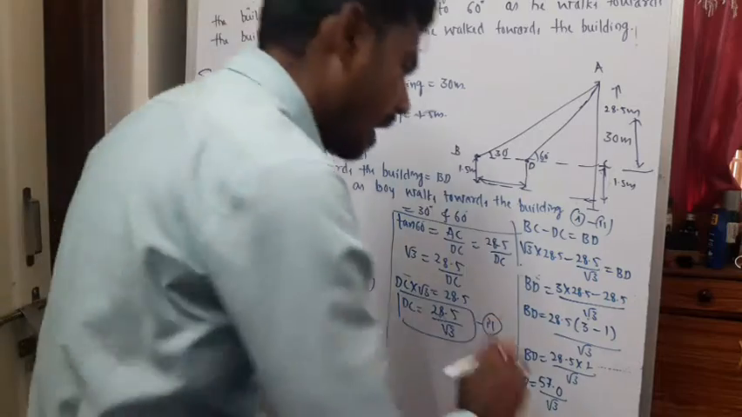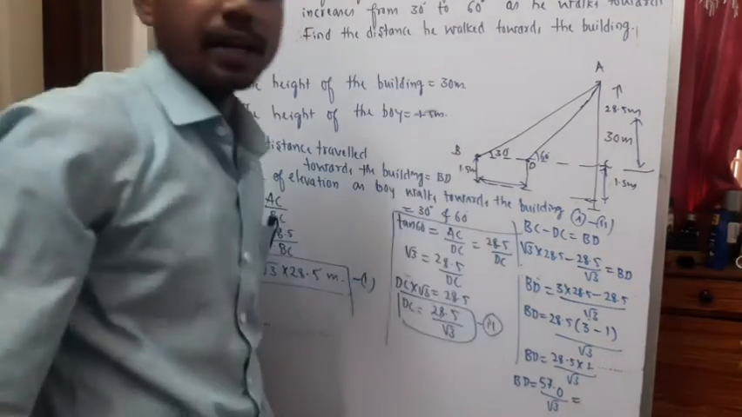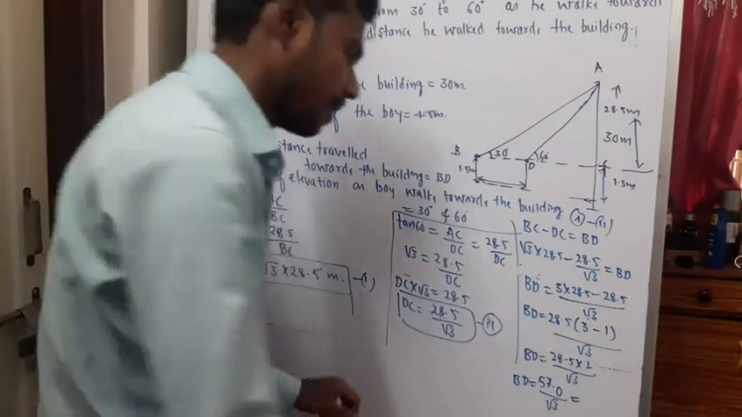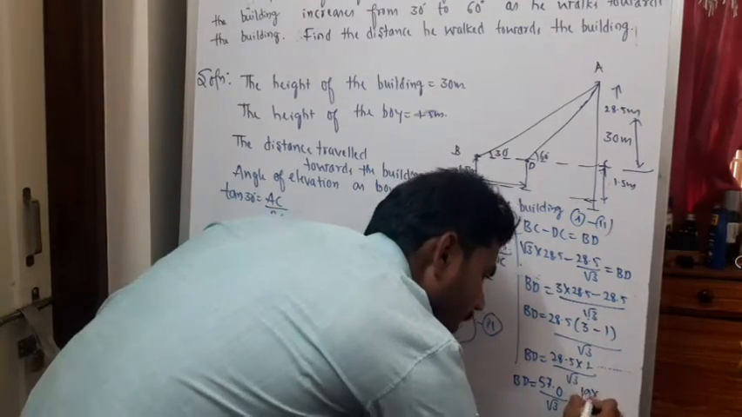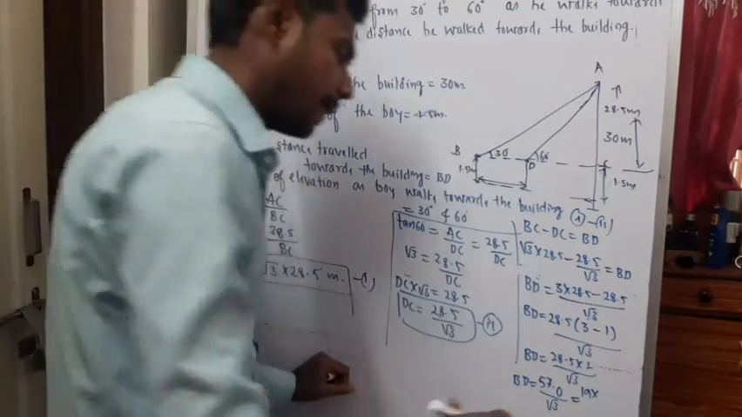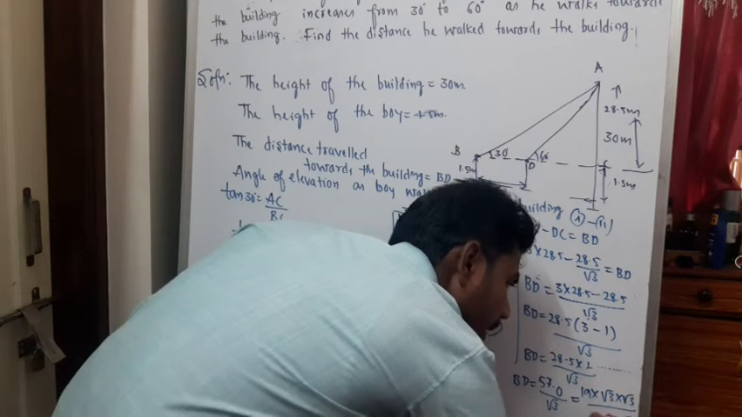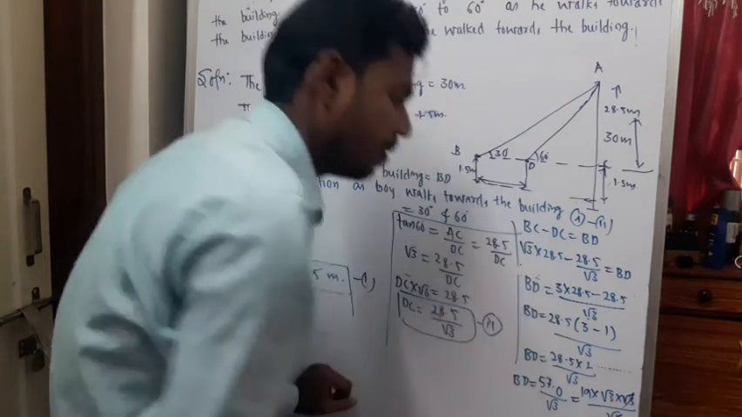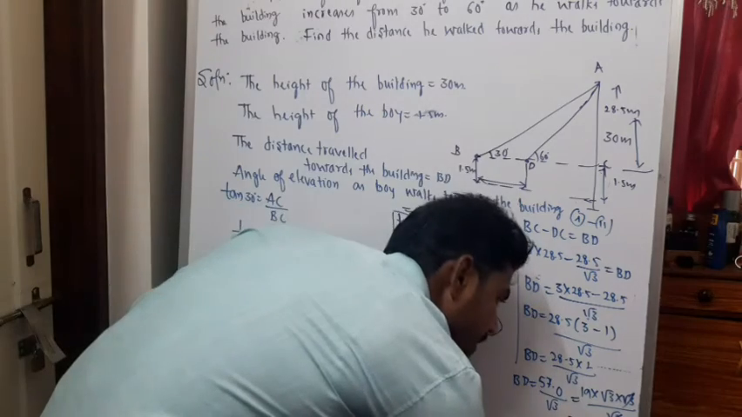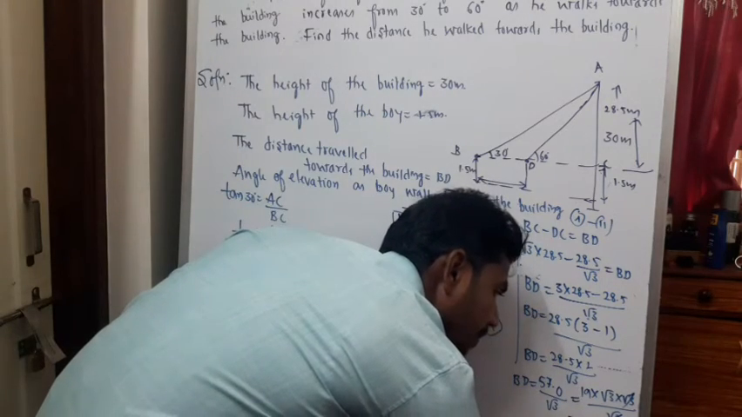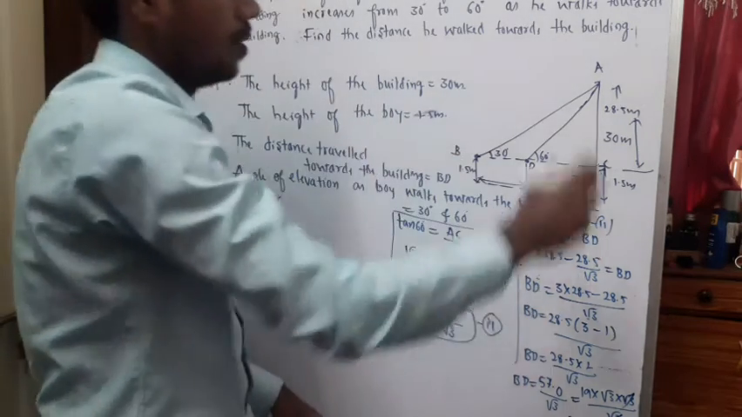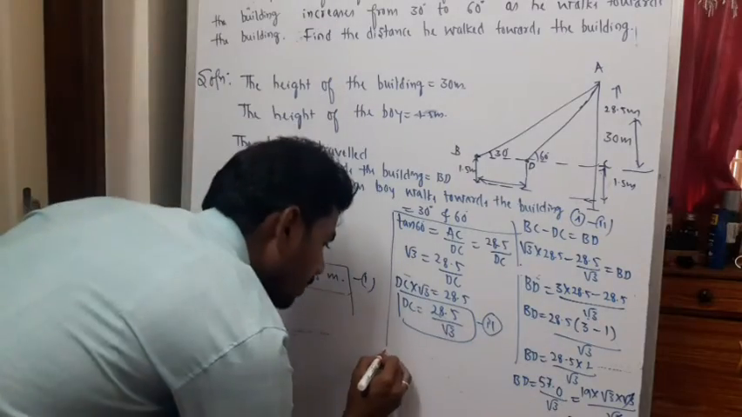Or else it can be written as 57 can be written as 19 into 3. So 19 into 3 can be written as 19 into root 3 into root 3. So root 3 into root 3 divided by root 3, root 3 will get cancelled. So the answer is 19 root 3 meter. So please note this down.